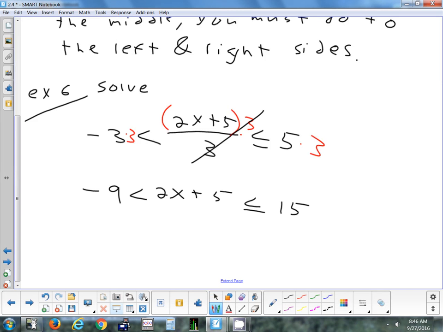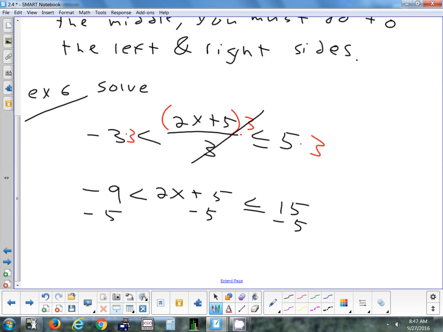All right, my next step. What's the next thing I'd have to do to get x by itself? Well, Jeff? What's our next step? Get rid of the plus 5. Yeah, we're going to get rid of that plus 5. And how do you do that? Subtract that. Yep. So we're going to subtract 5. Just make sure we do it everywhere.